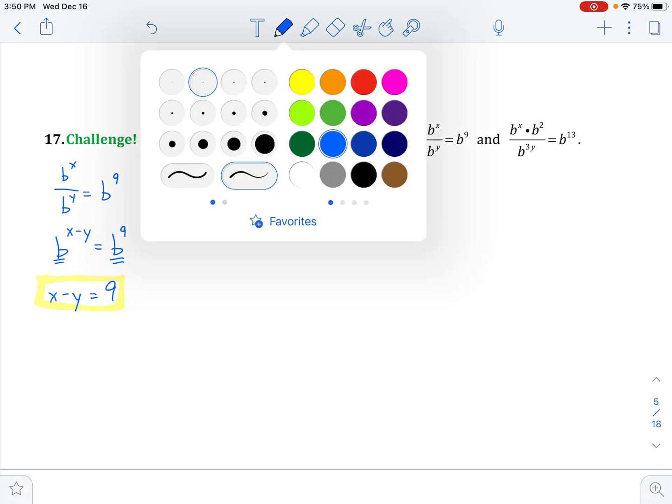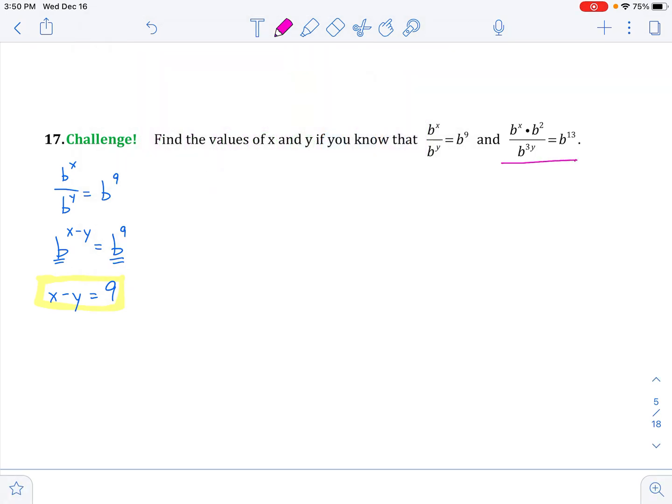I'm going to also look here, grab the other color here, at that there. So I have b to the x times b to the 2nd divided by b to the 3y equals b to the 13. Well, let's deal with this up here first. That's b to a power times b to a power. This is a product of powers, which is going to remind me I get to add those exponents. I'm going to then deal with the fact that this is a quotient. So a quotient says that I can take the b to the x plus 2 and subtract the exponent from the denominator, which is minus 3y.